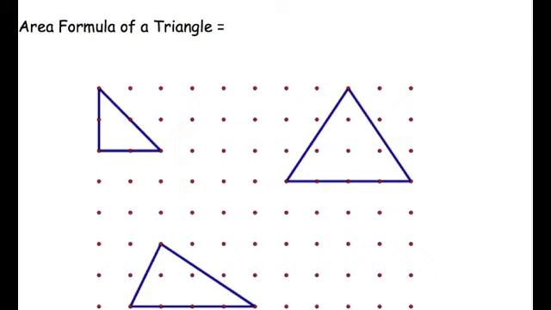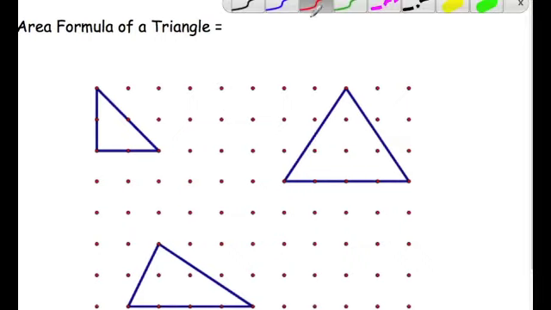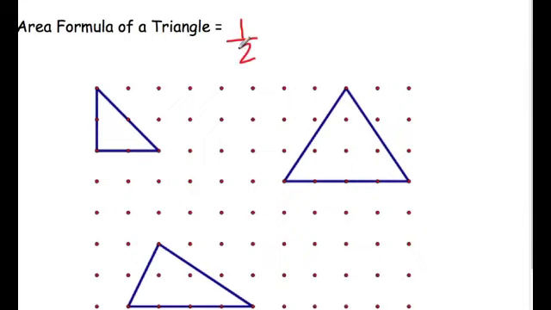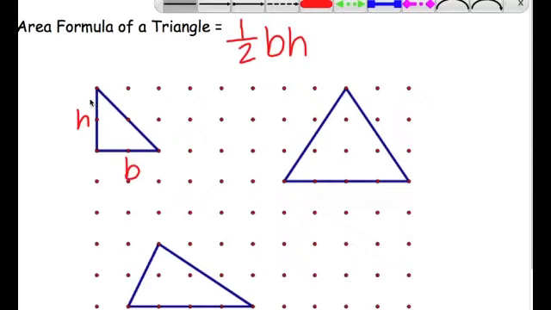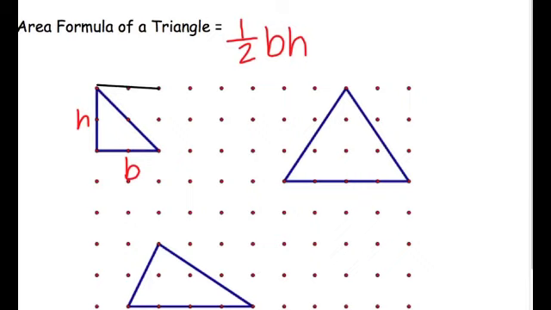Now we're going to do the area formula for a triangle. We will find that the area formula is 1/2 base times height. Again, we come back to base times height, and you'll see this over and over again. What we're going to do is take this first triangle. This is going to be the height. This is going to be the base. And we're going to make a square out of it. And what we'll find is that we know the area formula for a square is base times height, but we're just going to take half of that.